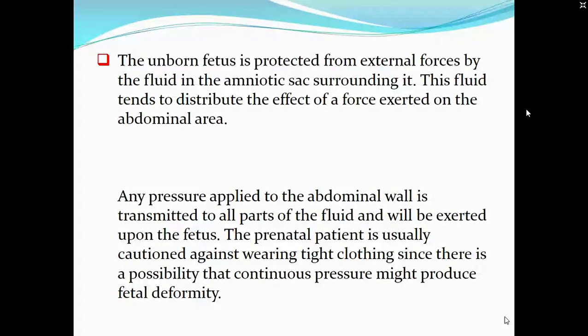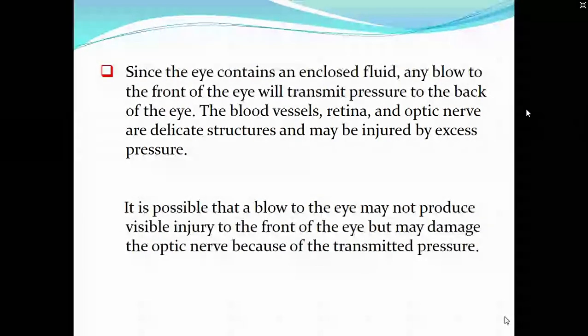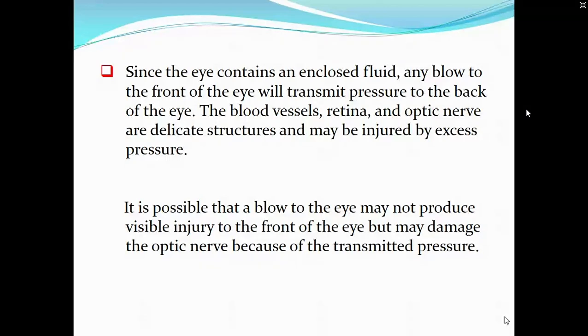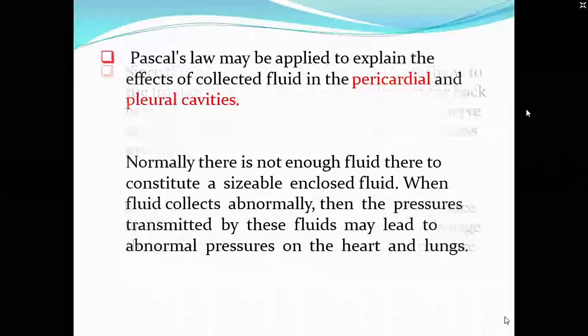And another application, the same for the eye, which contains enclosed fluid, and any blow to the front of the eye will be transmitted to the back. We will study the structure of the human eye later in that course, and we will know more about the structure and image formation. But in this case, we should know that the force will be transmitted to the back, particularly optical nerves, blood vessels, retina, all delicate structures that can be easily damaged.